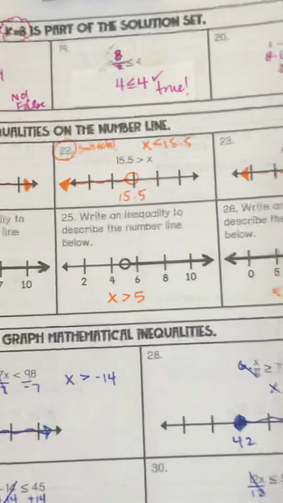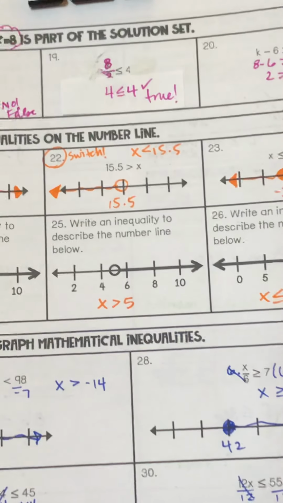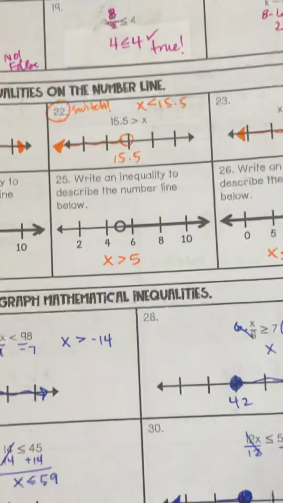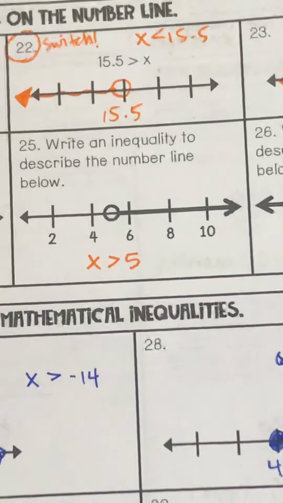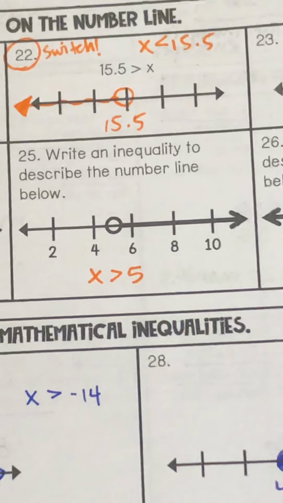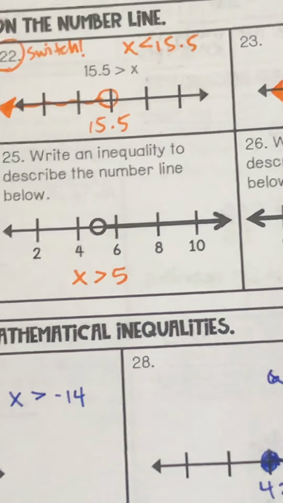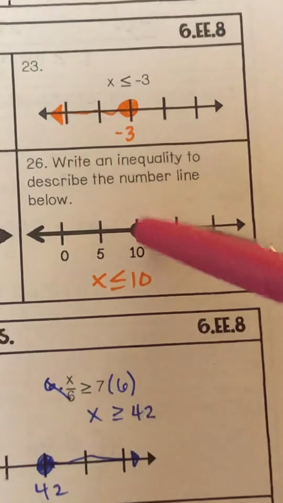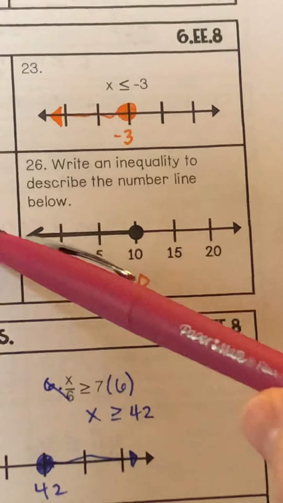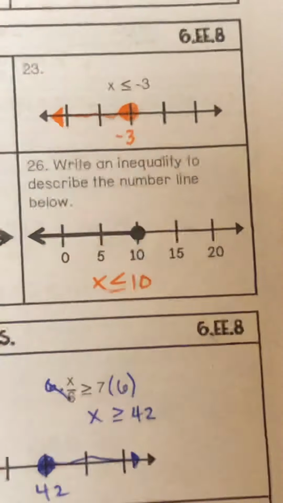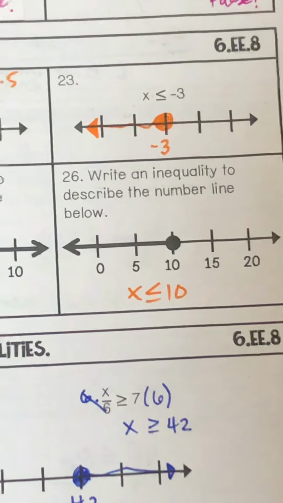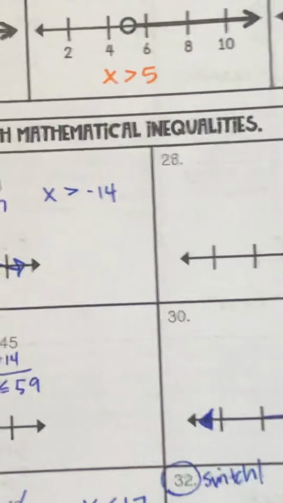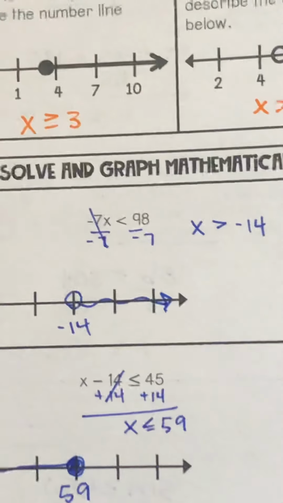For number 25 is a little more obvious. So we have an open circle in between the 4 and the 6. So this is x is greater than 5. And then 26, right on the 10, and it's a closed circle going left, so x is less than or equal to 10. All right, now we are solving and graphing these inequalities, so focusing in on number 27.